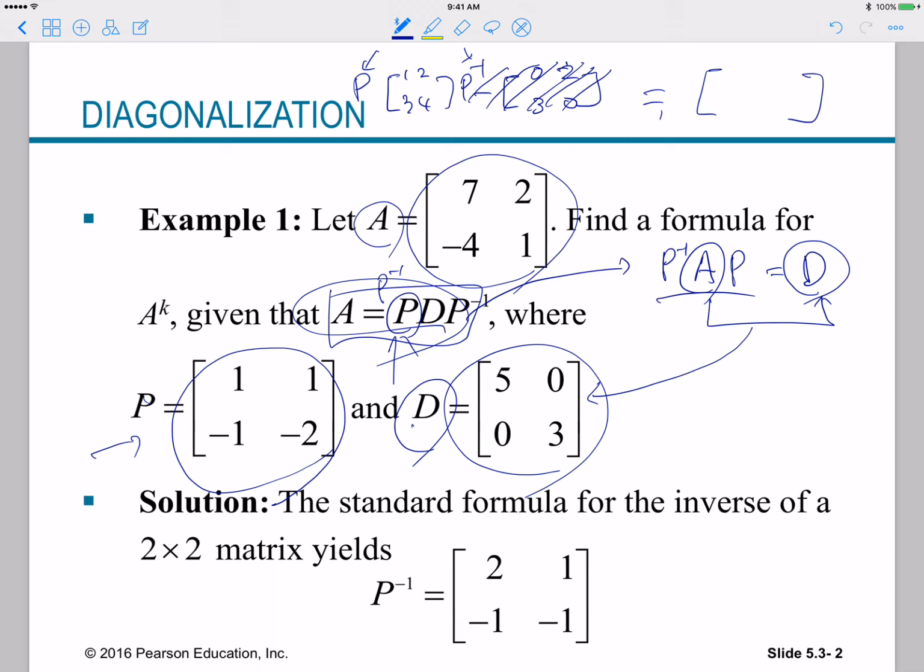The reason for using similarity transformation is that it doesn't change your eigenvalues. So A and D will have exactly the same set of eigenvalues. To obtain the eigenvalues, we have to solve the determinant of A minus lambda I equals zero. But in this case, we can right away say the eigenvalues. What are they? Yeah, 5 and 3. The diagonal entries themselves will be your eigenvalues.